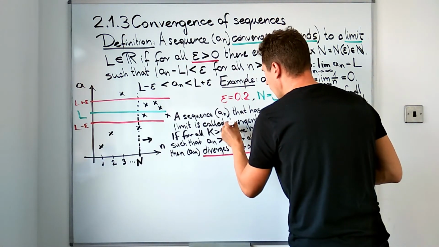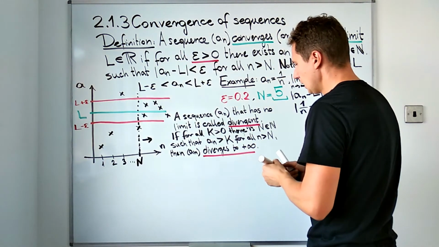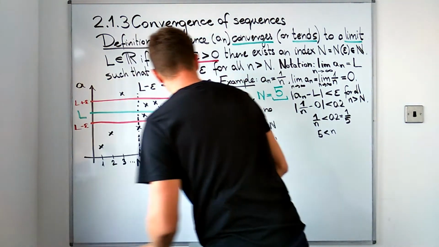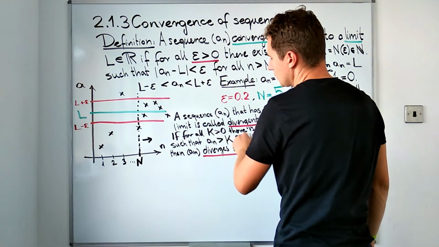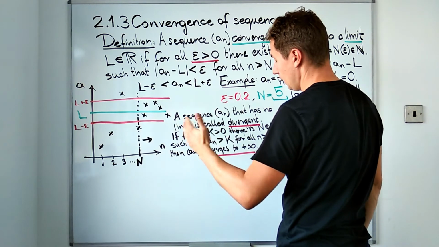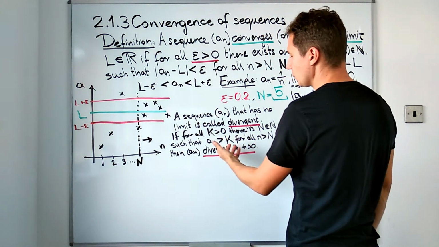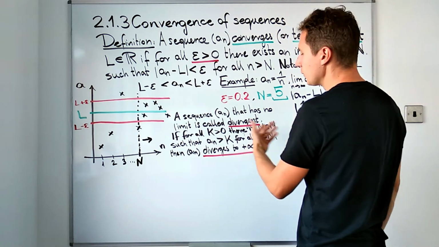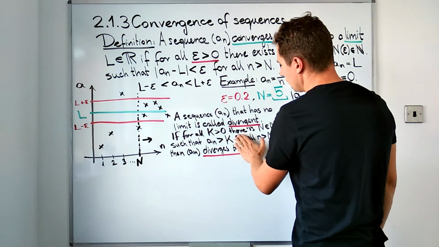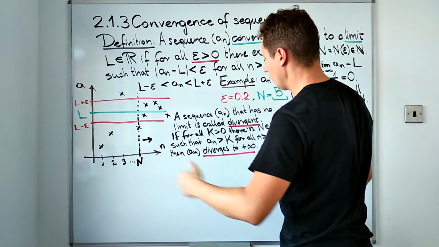Similarly, we can talk about a sequence diverging to negative infinity if no matter how small of a number we pick, a negative number, smaller and smaller, we can always find an index so that the terms coming after that index are less than that previously fixed small number.